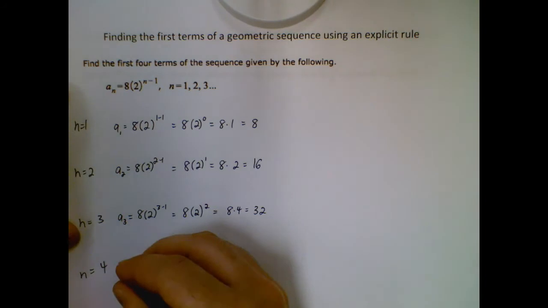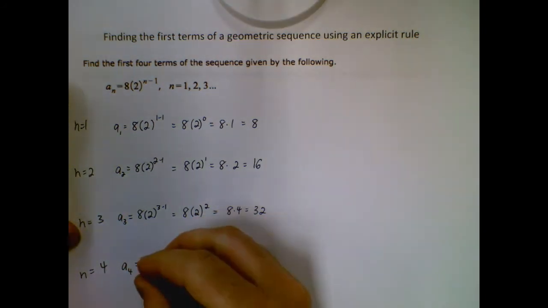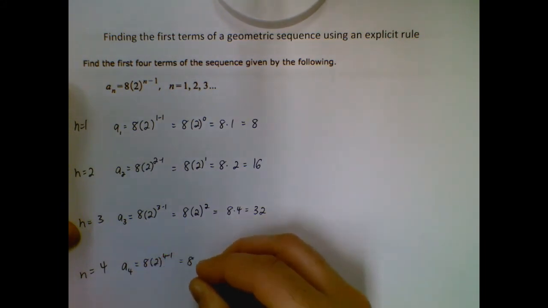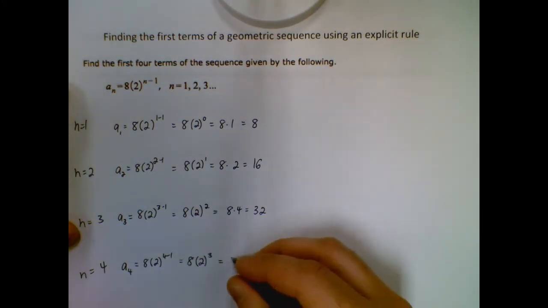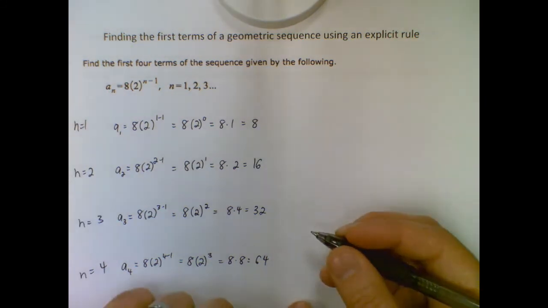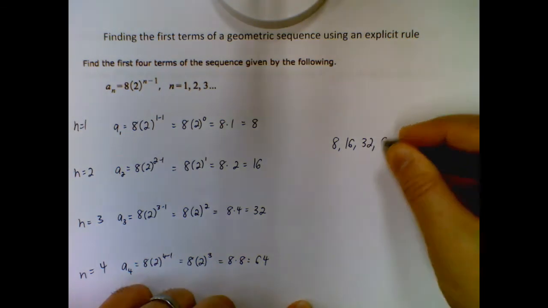Down here, last one we're trying to find is the fourth term, a sub 4. 8 times 2 to the 4 minus 1, which is 8 times 2 cubed. 4 minus 1 is 3. 2 cubed is 8, so that comes out to an even 64. So our first four terms are 8, 16, 32, 64.